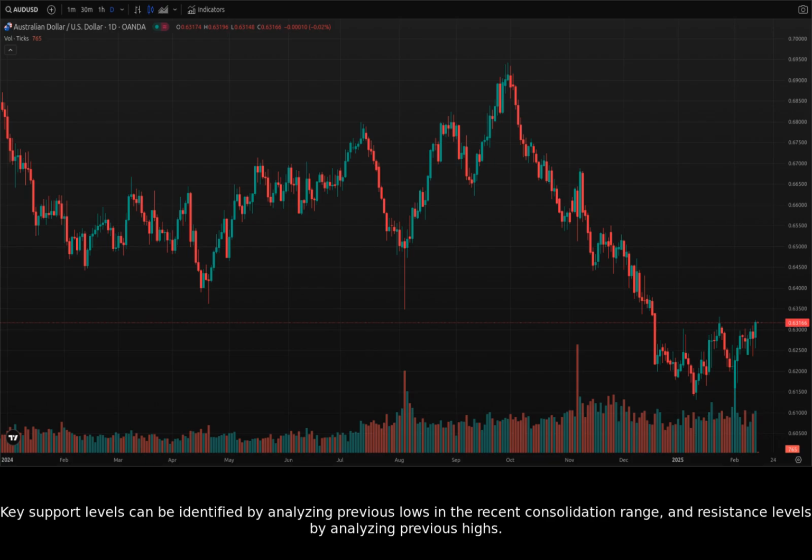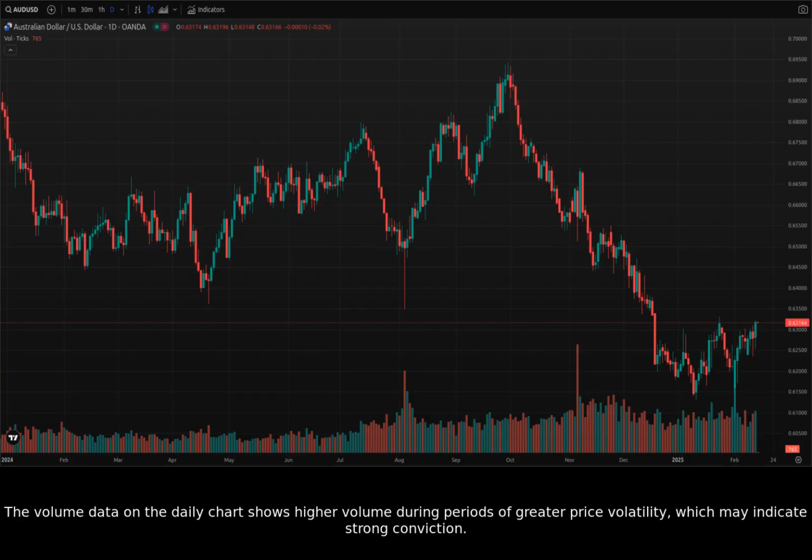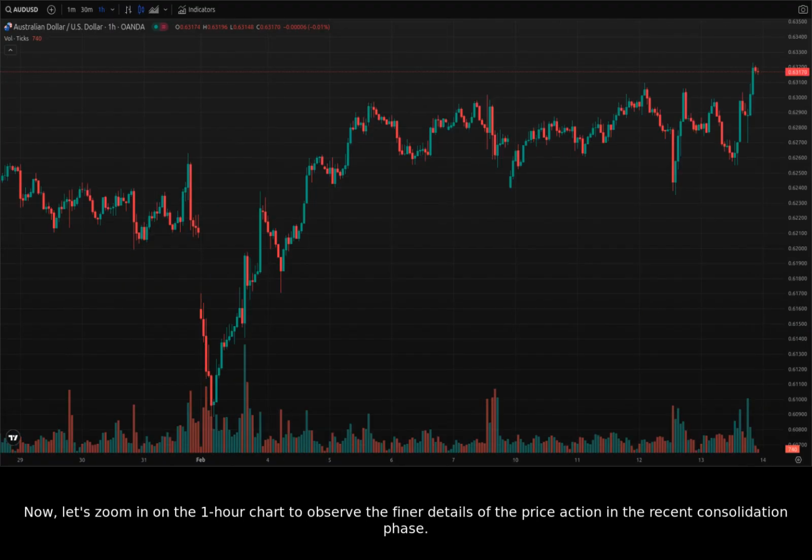Key support levels can be identified by analyzing previous lows in the recent consolidation range and resistance levels by analyzing previous highs. The volume data on the daily chart shows higher volume during periods of greater price volatility, which may indicate strong conviction. Now, let's zoom in on the one-hour chart to observe the finer details of the price action in the recent consolidation phase.